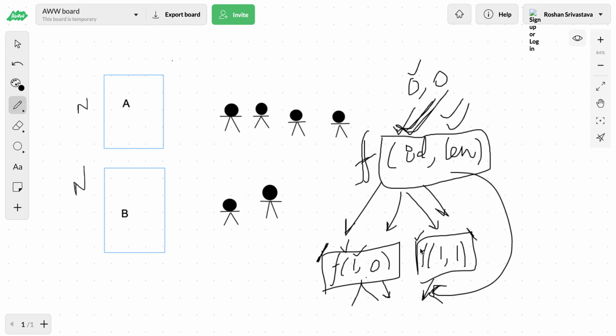So now that we have seen that at any moment any problem can be broken down into a certain number of subproblems, and then we try to find the best answer out of these subproblems, and then we find the answer for the bigger problem. Now let's see if they are overlapping or not.